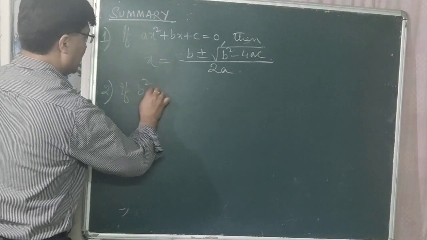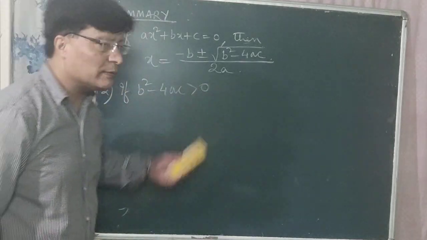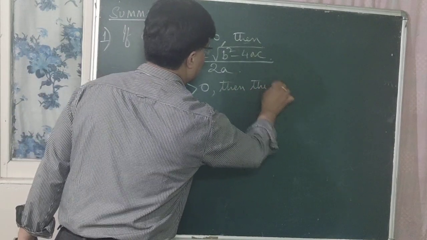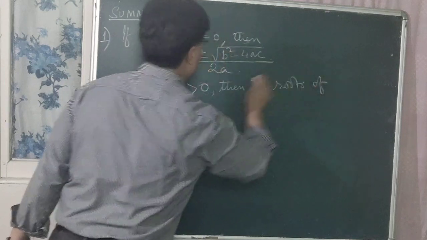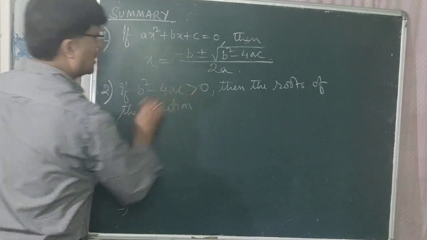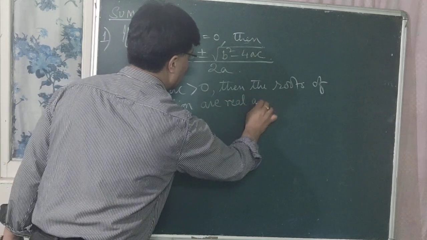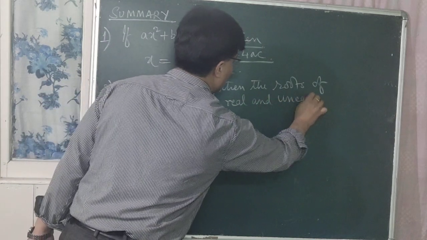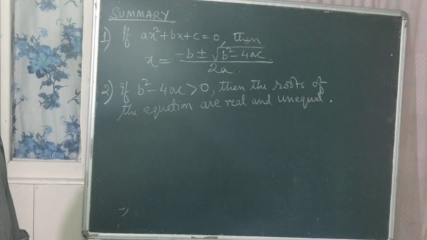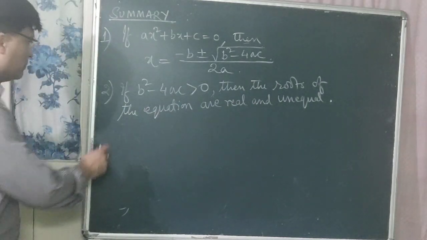if b square minus 4ac is greater than 0, if b square minus 4ac is positive, then the roots of the equation are real and unequal, right? If b square minus 4ac is greater than 0, then the roots of the equation are real and unequal.